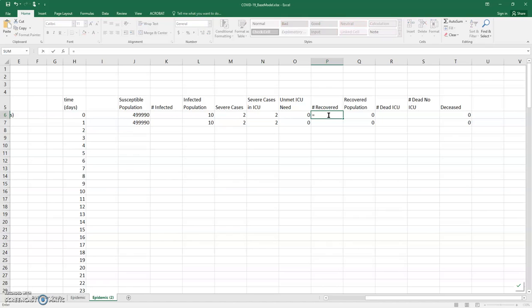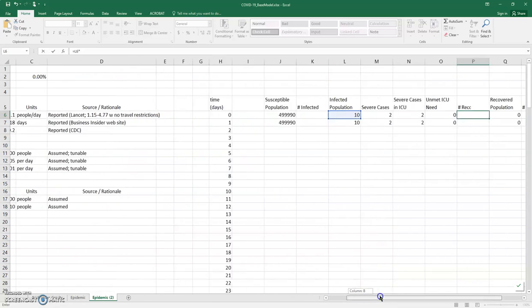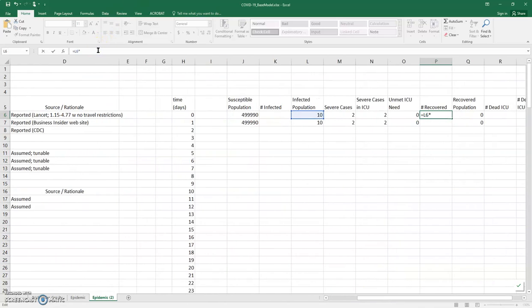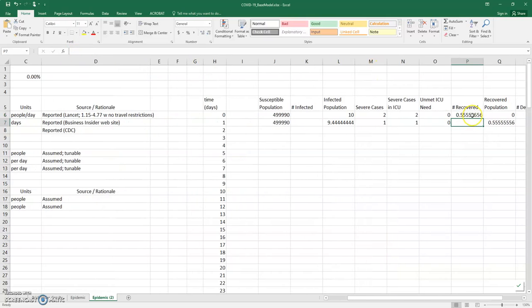Very simple, equals the number of people who are infected times a base recovery rate, which we have as a presumed 1/18th. So rather than times 18, we're actually going to make it be divided by the mean recovery time. So that turns it into a people per day unit. Again, things in the B column are parameters. Done. So then 0.5 people would recover on first day. Now that doesn't make any sense because people aren't fractional.